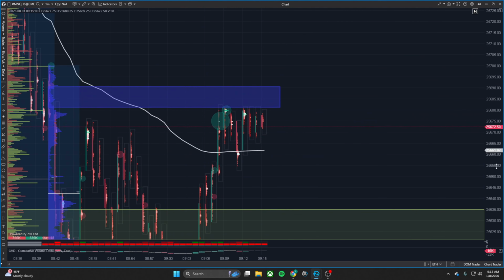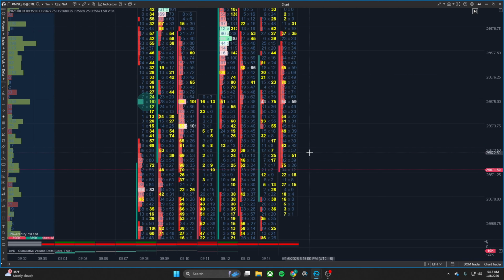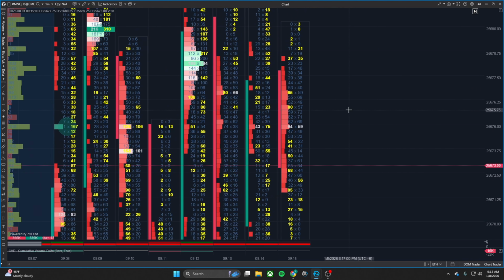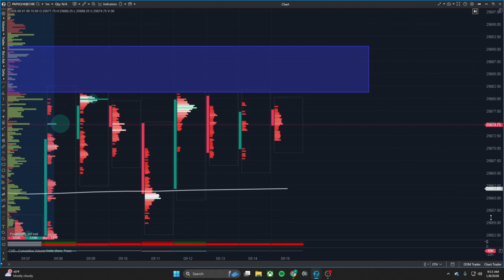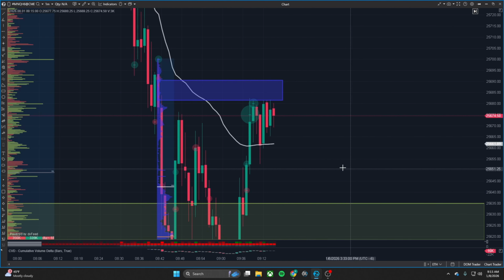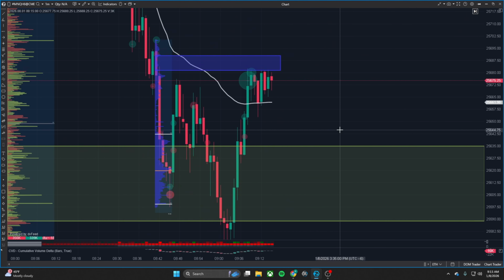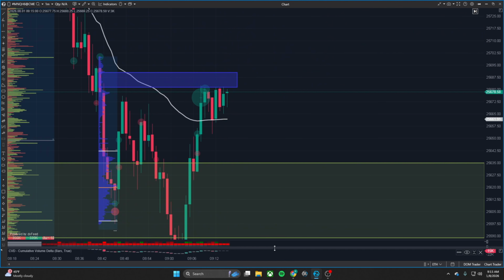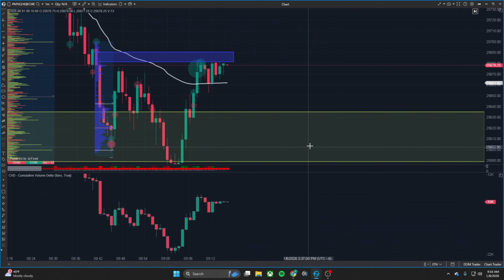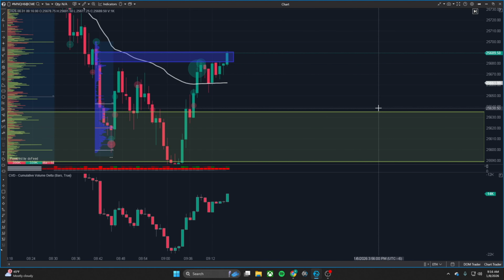Another thing I like about this platform, not that I know how to read these at all, is you get the full footprints, or as they call it, clusters. So that's pretty cool. Okay, a little slippage here.